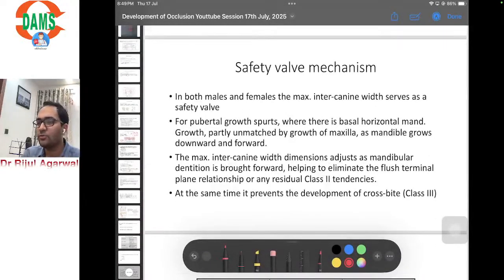Next come a few terms before starting the permanent dentition, that is the safety valve mechanism. If you understand it from physics or plumbing, there is a valve present to prevent the leakage of water. You close down that valve so that leakage doesn't occur. So what kind of safety valve is required in the growth of the jaws? It is the intercanine width, which serves as a safety valve. Before that, don't just read it, I'll make you understand.